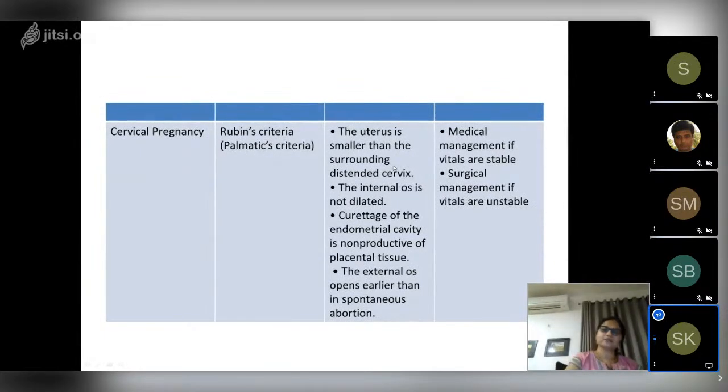How do you manage? You can do it either medically or surgically. Medically, it can be done if the patient is stable and if it's diagnosed early, and can be tried with methotrexate. Surgical management, if it is ruptured and the patient is unstable. So these are some of the different very rare kinds of ectopic pregnancies and important criteria to diagnose them and the management of theirs. So is it clear to all of you?